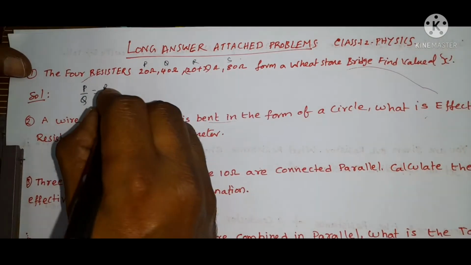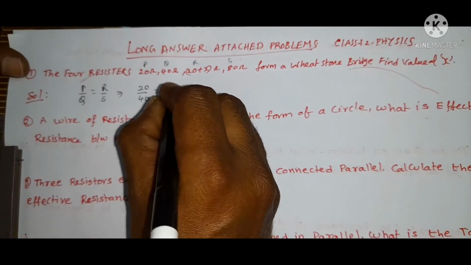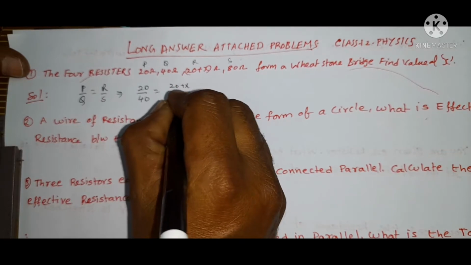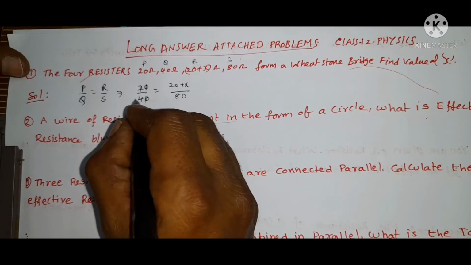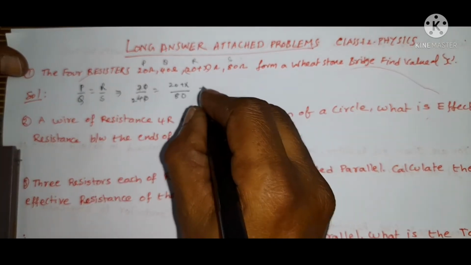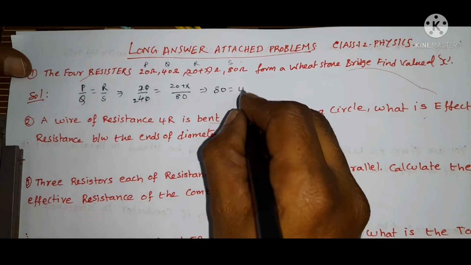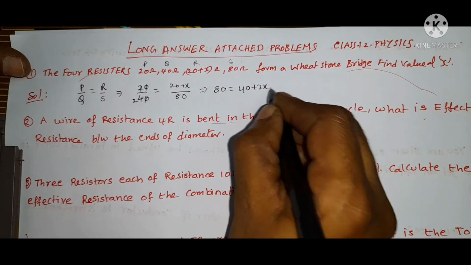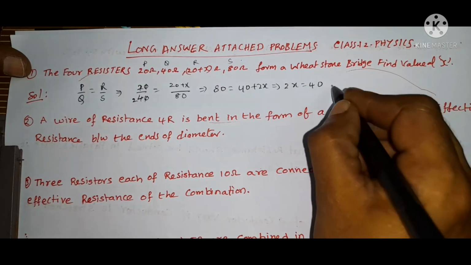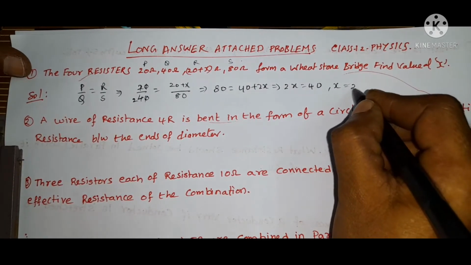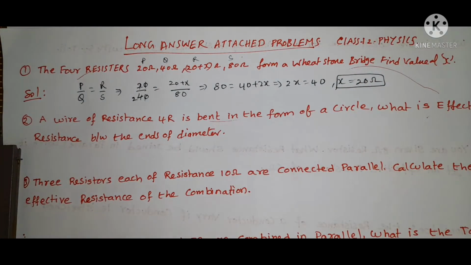Simply substituting it, what you will get? 20 by 40 is equal to 20 plus x by 80. Cancel it: 2 2s are 4, zeros cancel. So do the cross multiplication, what you will get? 80 is equal to 2 into 20, 40 plus 2x. That means 2x is equal to 80 minus 40, that is 40. So you will get x is equal to 20 ohms. The answer for this is simply x value is 20 ohm. This is the first problem.